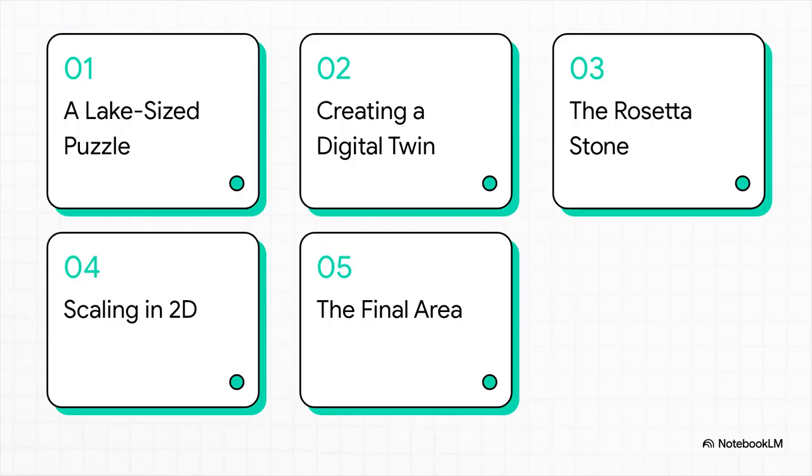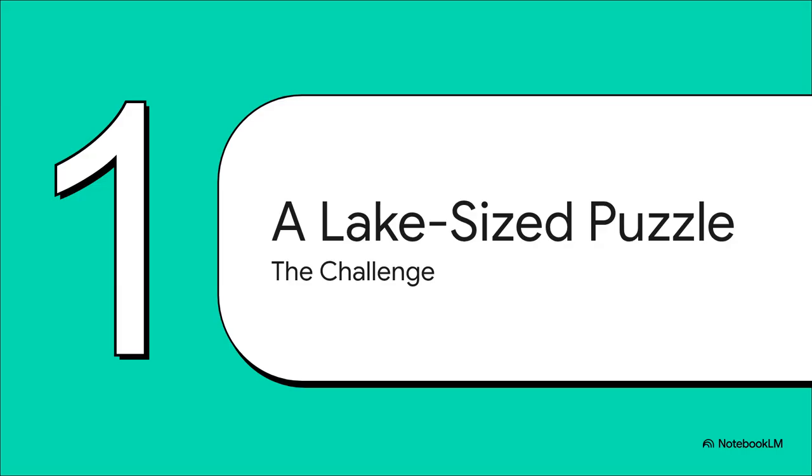So here's how we're going to tackle this thing. First, we'll lay out the puzzle itself. Then we'll create a digital twin to find our clues. We'll find our very own Rosetta Stone to crack the code, uncover a really crucial twist when it comes to scaling, and then, finally, we'll get our answer. Okay, so first things first. Every good mystery needs a challenge, and trust me, this one is a doozy.